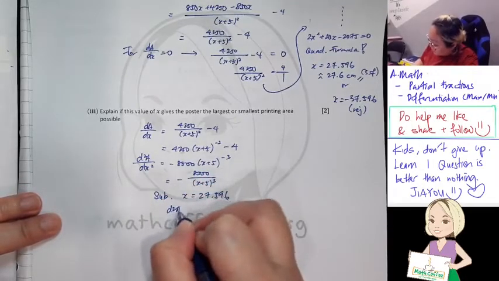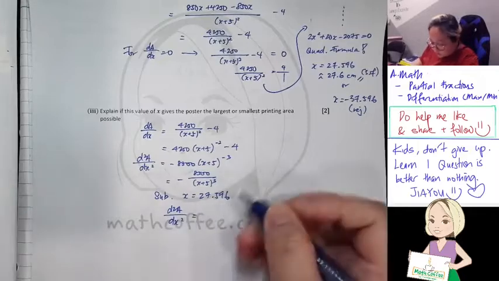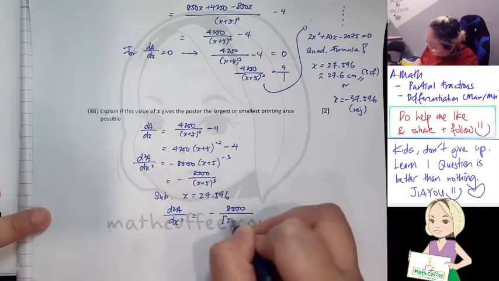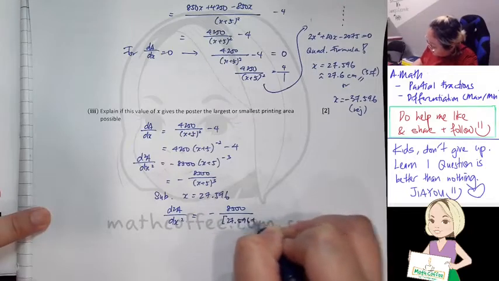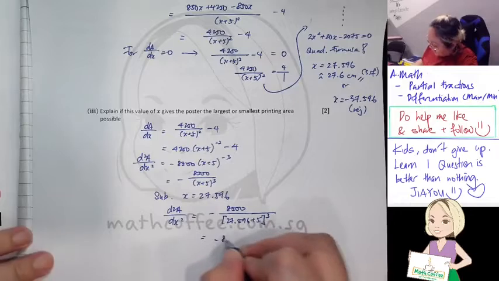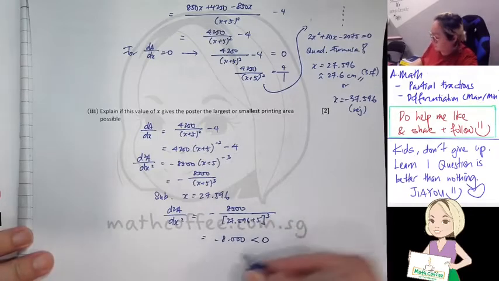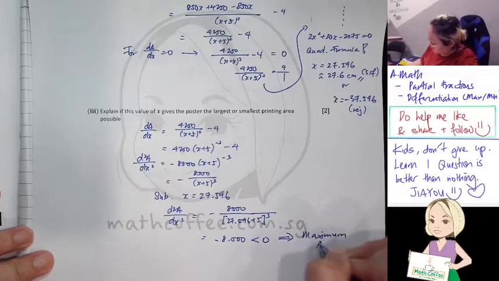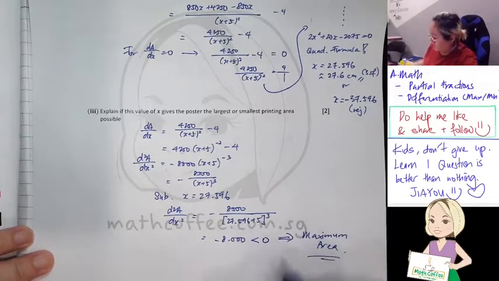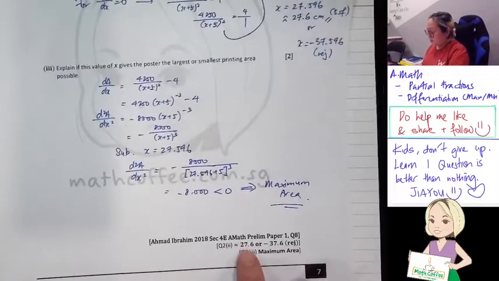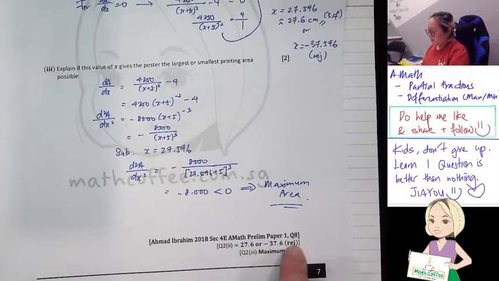So my d squared A over dx squared will be equal to minus 8500 over (27.596 plus 5) to the power of 3. And we will get minus 8.000. This is less than 0 and therefore this is a maximum area. Maximum area, and we're done. So the answer is 27.6, reject the negative 37.6, and it is a maximum area.